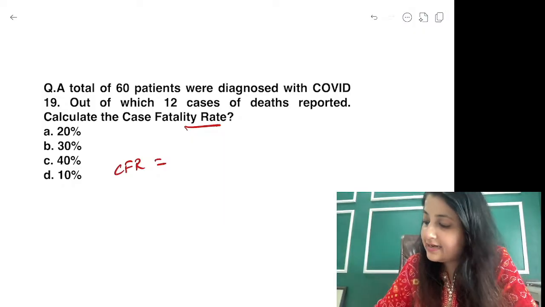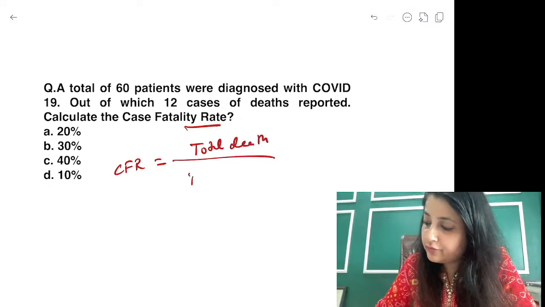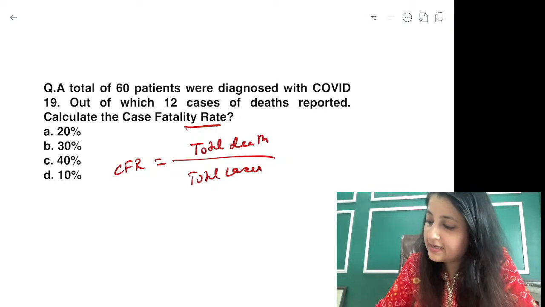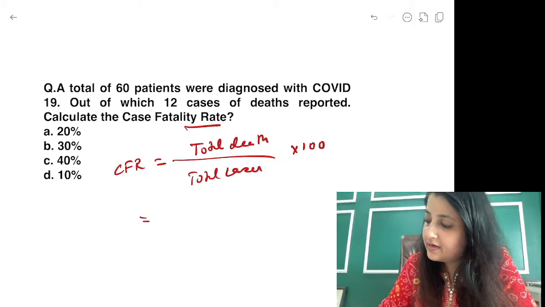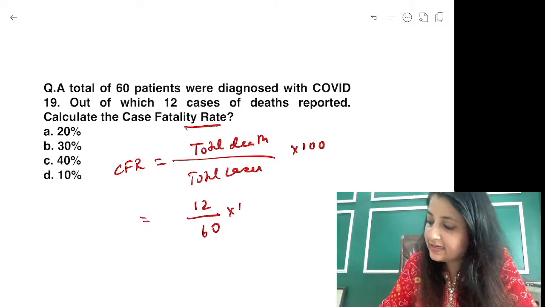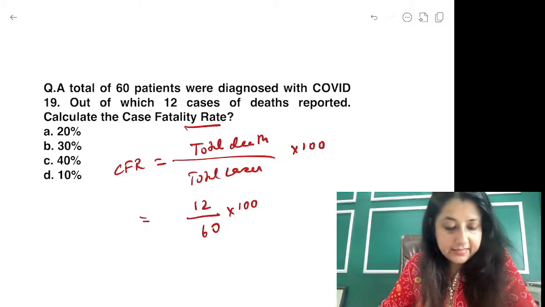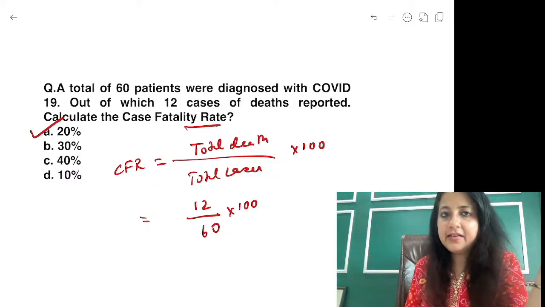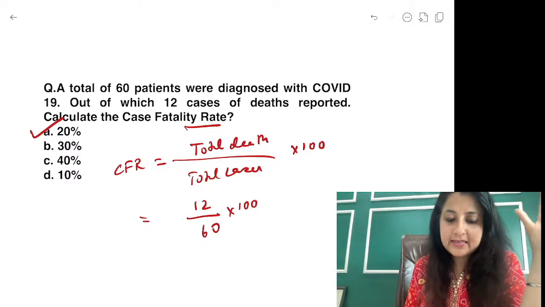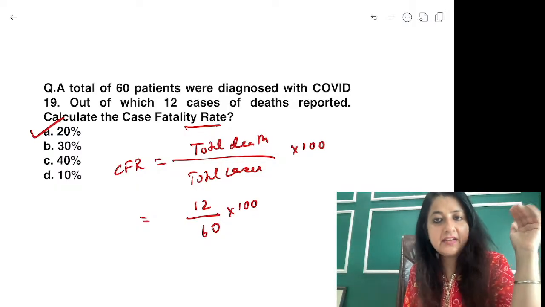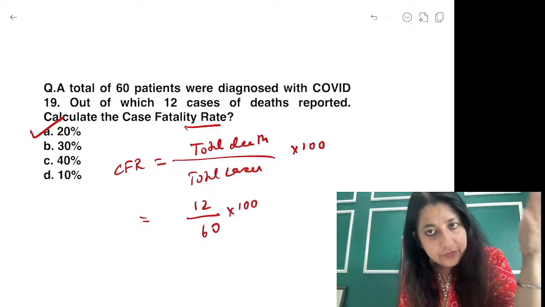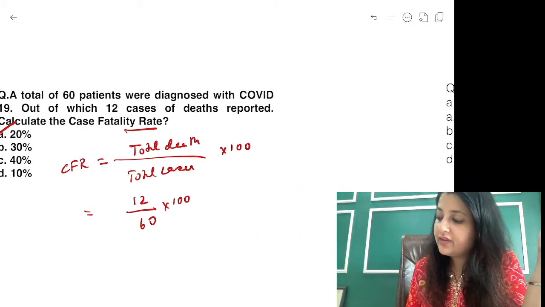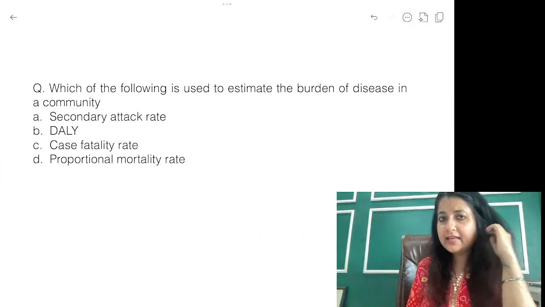Good. Total deaths out of the total cases multiplied by 100. 12 cases of death, total cases 60 into 100. So that is how much? 20%. Secondary attack rate, case fatality rate, दोनों पढ़ के जाना है. Secondary attack rate is communicability, transmissibility. Case fatality rate is virulence or severity. Okay, what is the answer to this?